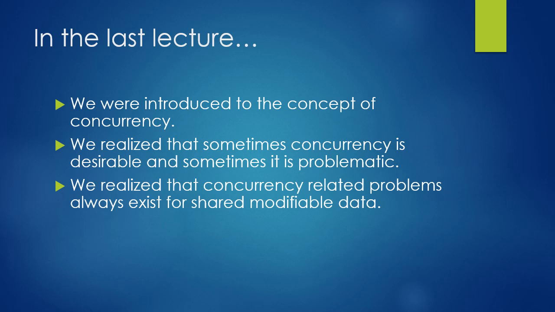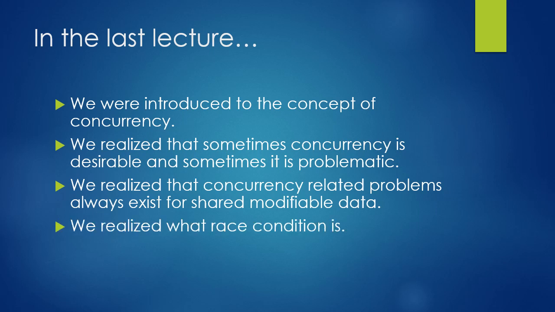So if we have data that is not shared, just local, then we will not have any concurrency problem for it. If we have data that is read only, it cannot be written to, then we will not have any concurrency related problem to it. For a concurrency related problem to appear, the data has to have both properties. It should be shared and it should be modifiable.